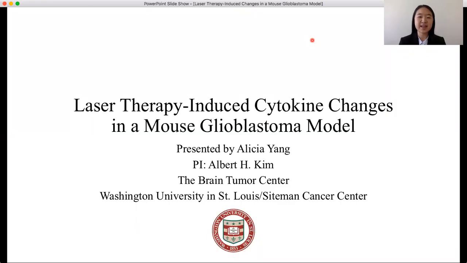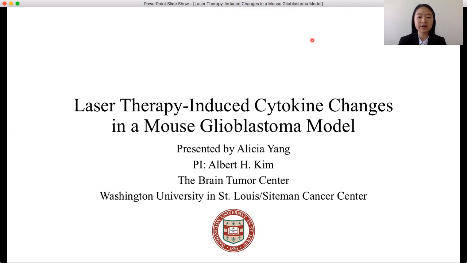Hello, my name is Alicia Yang, and I am a student researcher in Dr. Albert Kim's lab in the Department of Neurological Surgery at Washington University School of Medicine in St. Louis. Today, I will be presenting my project titled Laser Therapy-Induced Cytokine Changes in a Mouse Glioblastoma Model.